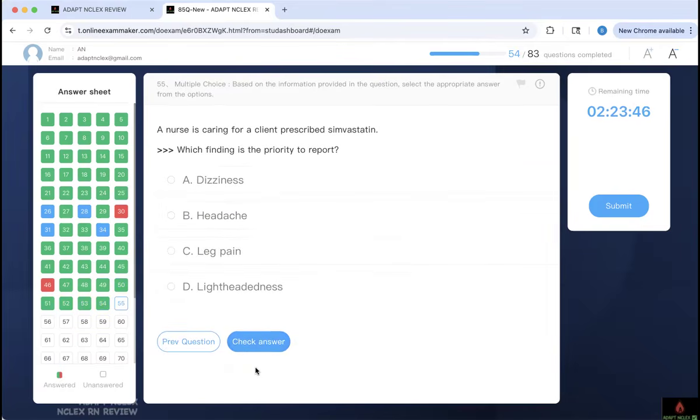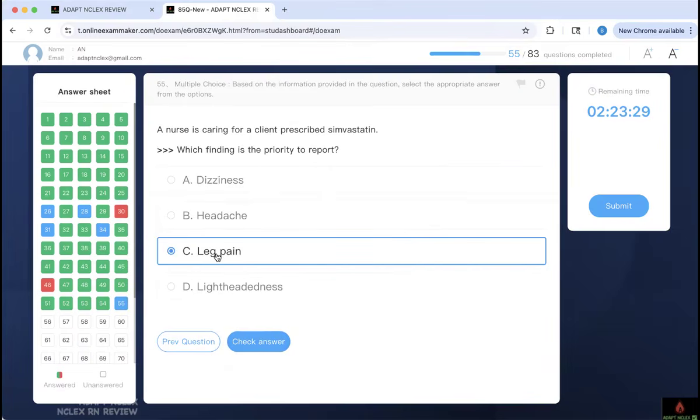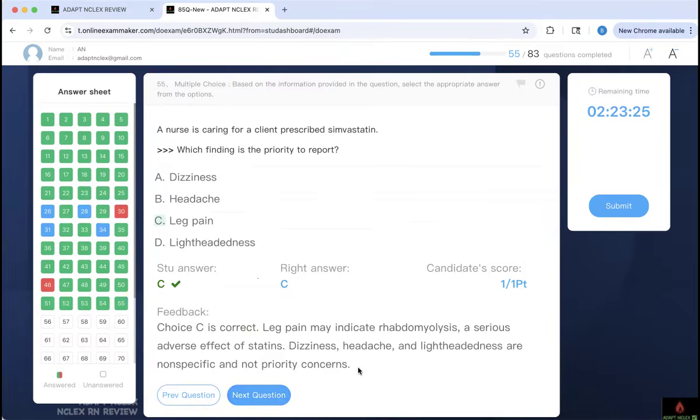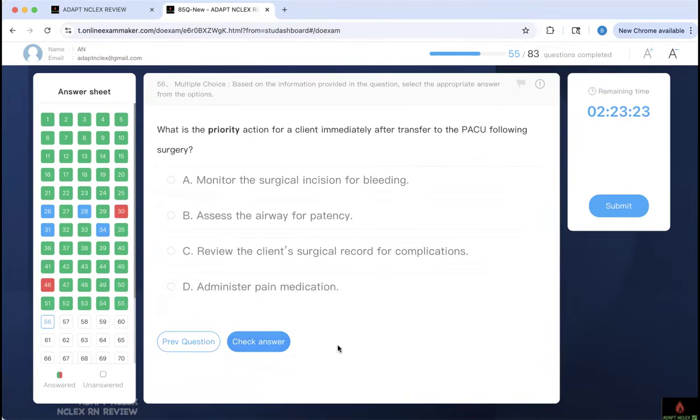And this is caring for a client prescribed simvastatin. Which finding is the priority to report? Statin. Number one problem is what? Dizziness, headache, leg pain, and lightheadedness. What do you think? Muscle issue, leg pain is associated with it. Leg cramps, it causes what? Rhabdomyolysis. You should worry about it.